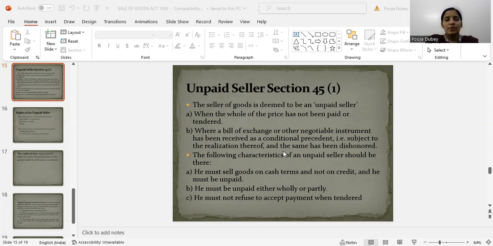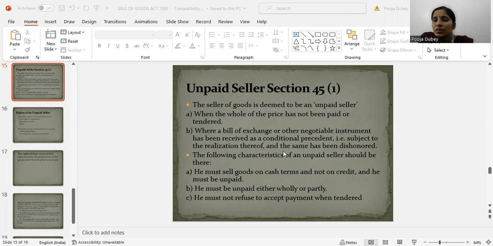Unpaid seller. The details of unpaid seller are mentioned in section 45(1). So what you can see, unpaid seller means one to whom the price has not yet been paid. Means if I'm selling something and I have not received the price of that particular goods, in that case I become the unpaid seller. The second condition is where a bill of exchange or other negotiable instrument has been received, but conditional precedent.